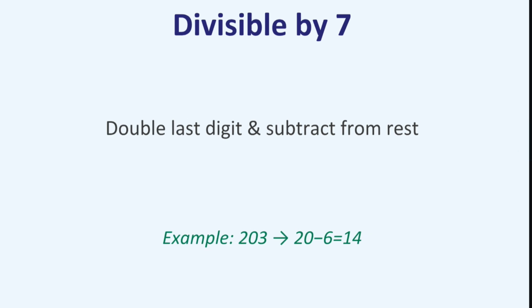To check divisibility by 7, we double the last digit and then subtract it from the rest. For example, 203. We double 3, which is 6, and then 20 minus 6 gives us 14, which is a multiple of 7. Hence, 203 is divisible by 7.